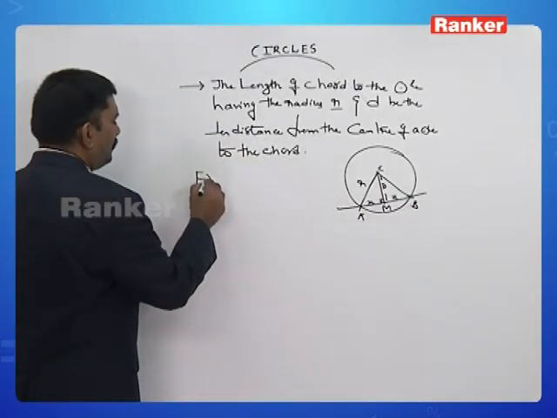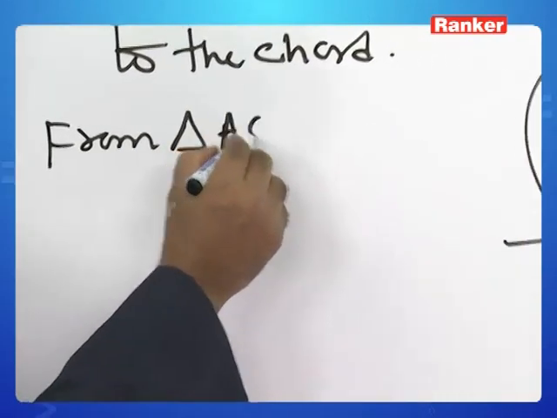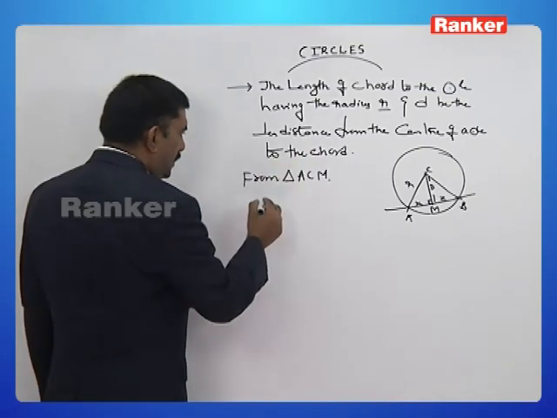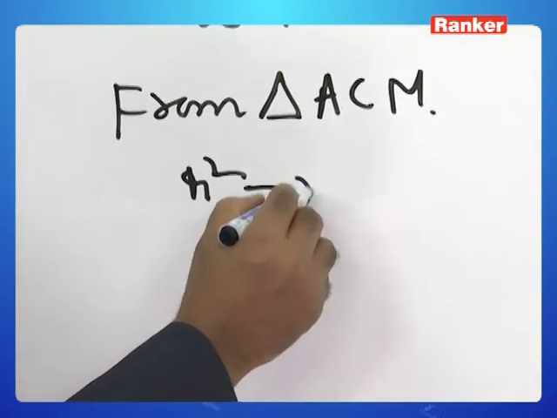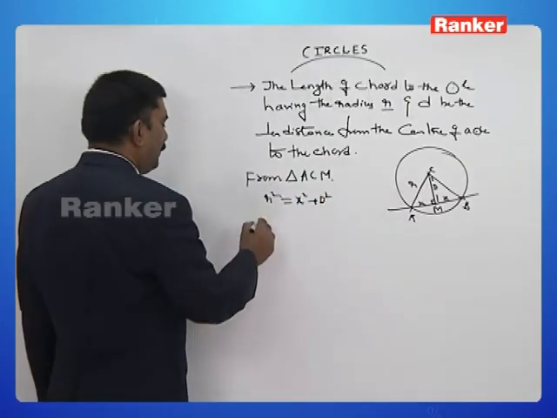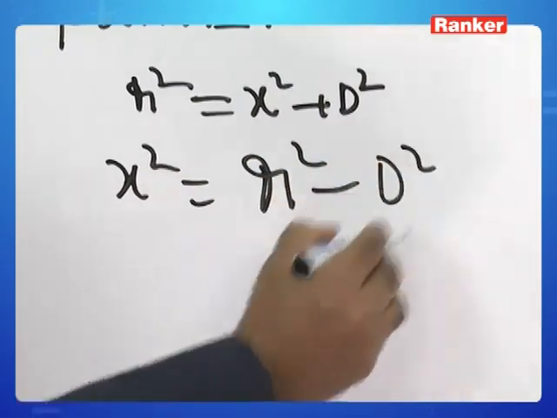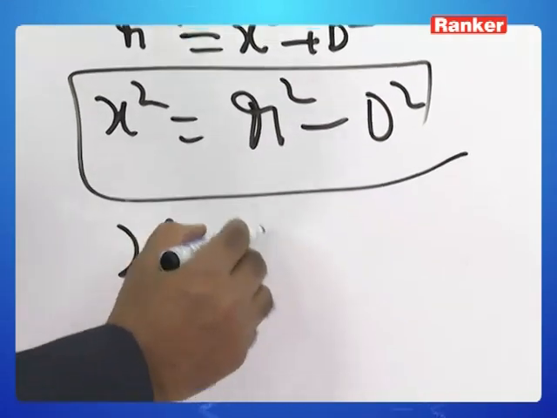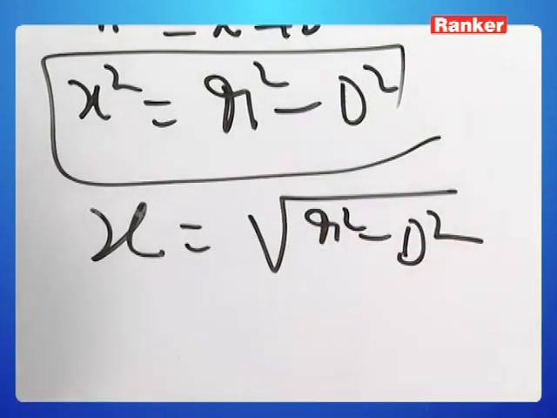Now how is that? From triangle ACM, it's a right angle triangle. I can write r² = x² + d². Therefore, x² = r² - d². Therefore, x = √(r² - d²).